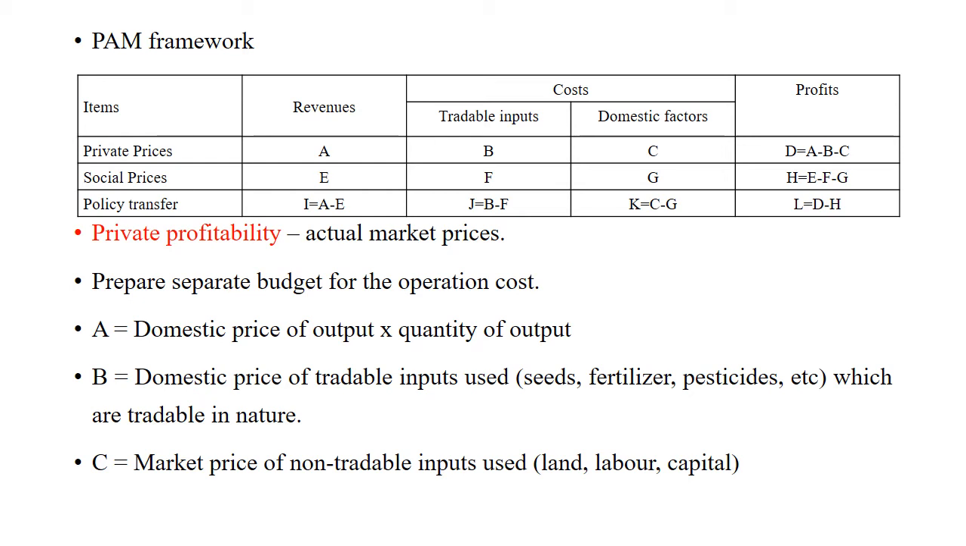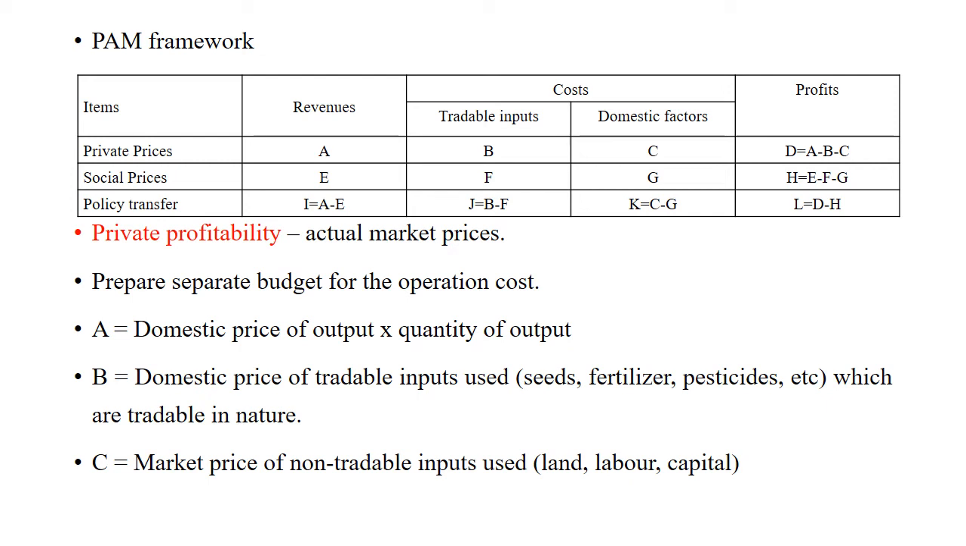So here A is the domestic price of output multiplied by the quantity of output produced. So the current prevailing price of the commodity is multiplied by the total quantity produced. B is the tradable inputs. We are classifying the inputs used for production into two types: tradable and non-tradable inputs. Tradable means they can be exported and imported; non-tradable means they cannot be transferred, for example land, labor, capital.